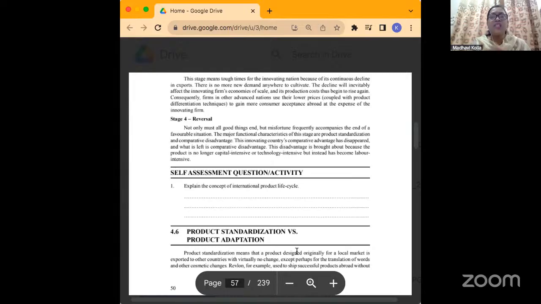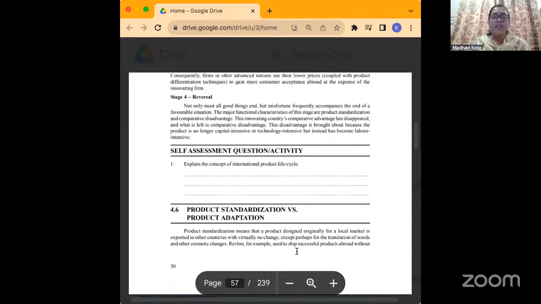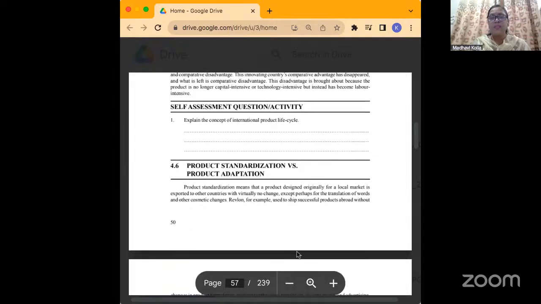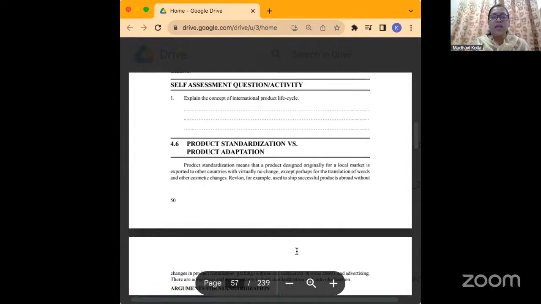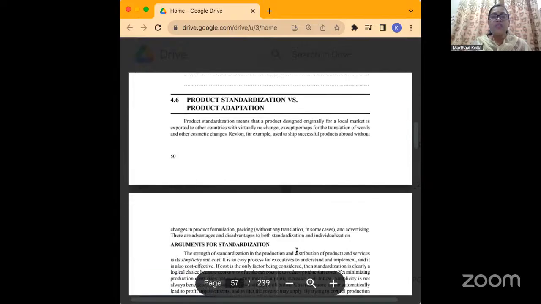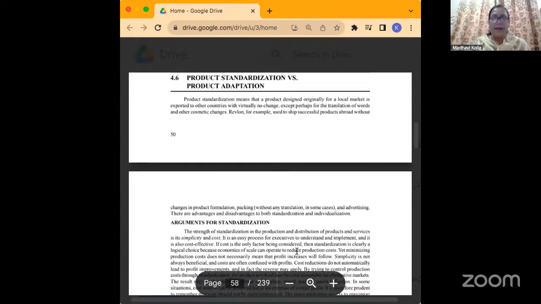So, if this kind of a change happens, how do we expect consumers to go back and purchase the old models when they have newer, sleeker, better models in the market? So that is where stage four, that is reversal, happens. At the same time, we need to understand about product standardization versus product adaptation.